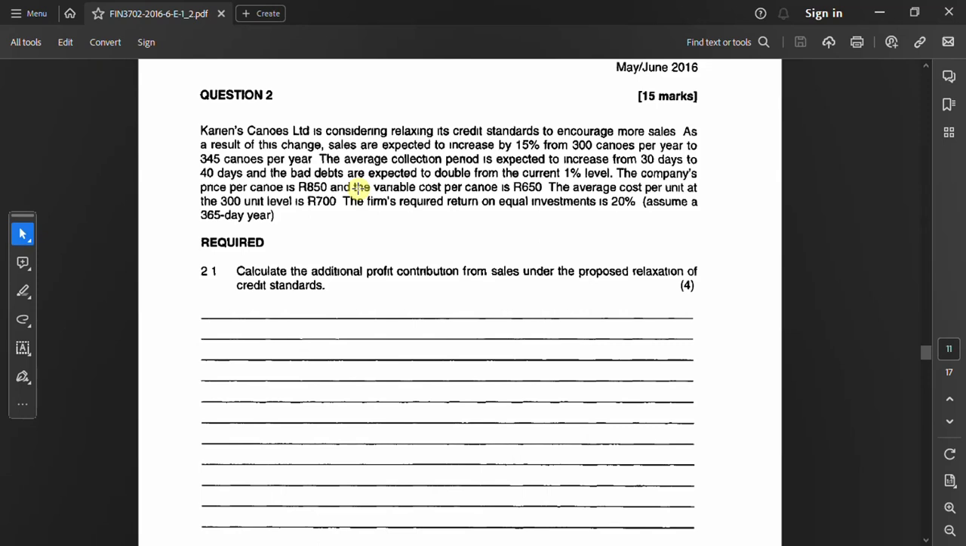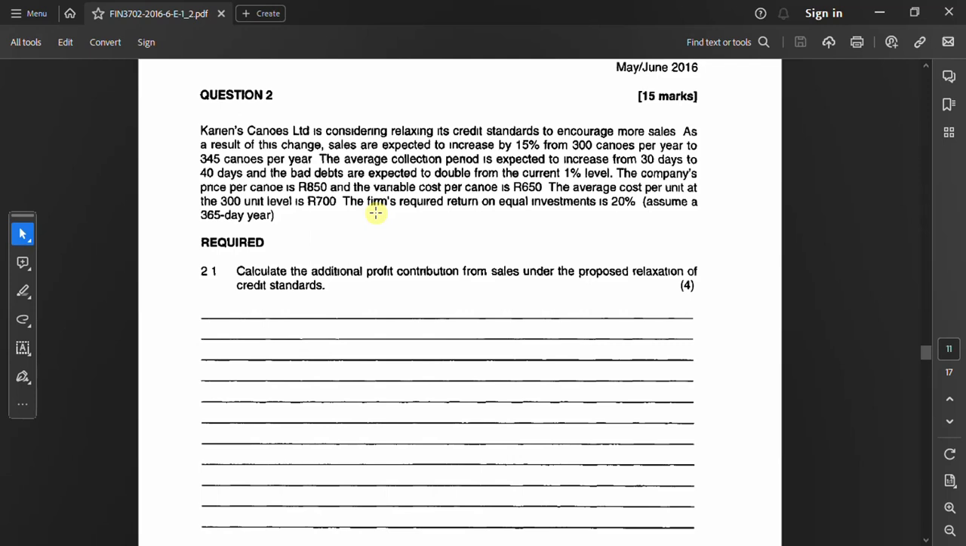I think I would also like to go through question 2 in the same paper. I noticed that it does come up as well in other papers about the relaxed credit standards. Yes, it always comes up. So let's have a look at it.